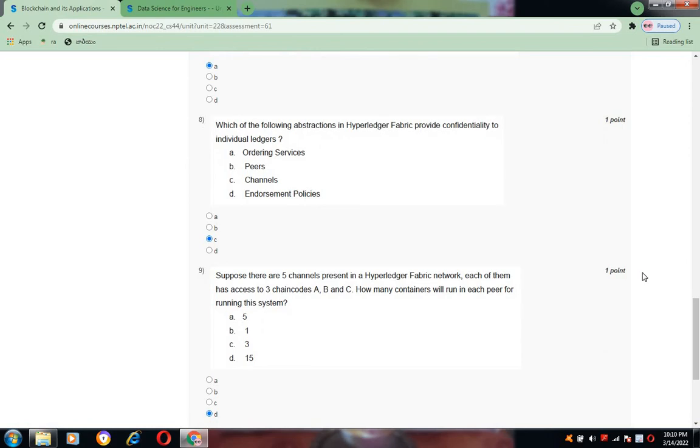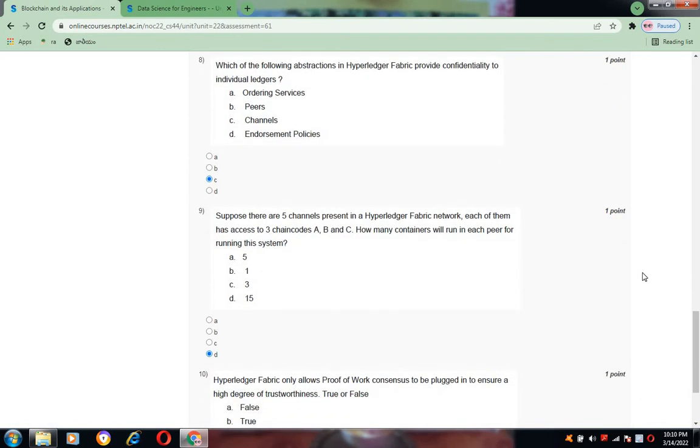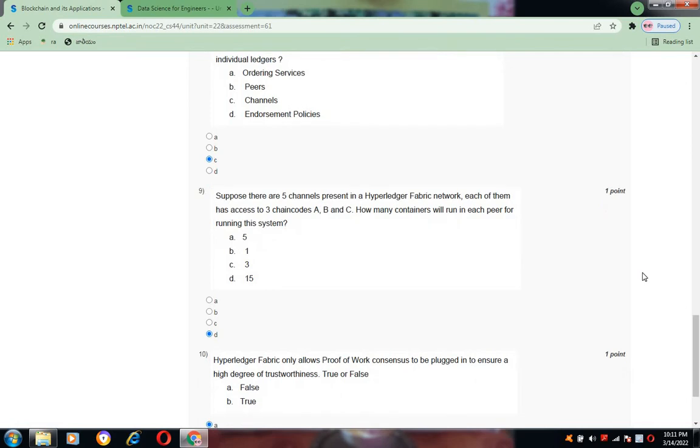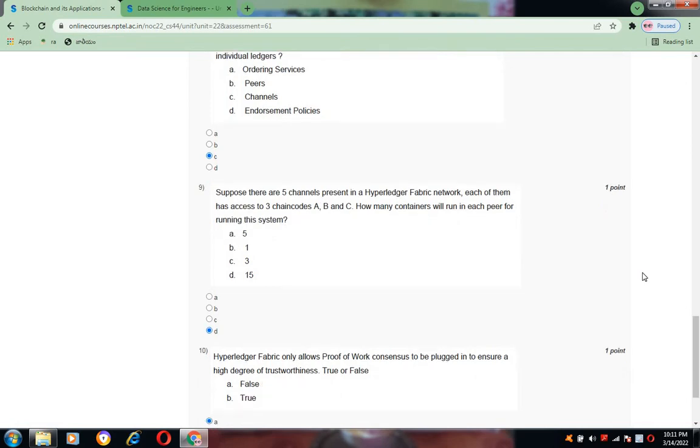Now coming to the question number 9. Suppose there are 5 channels present in the Hyperledger Fabric framework. Each of them has access to 3 chain codes A, B, and C. How many containers will run in each peer for running this system? For this, the answer is 15. So the option is D.